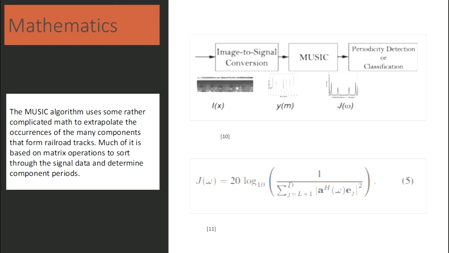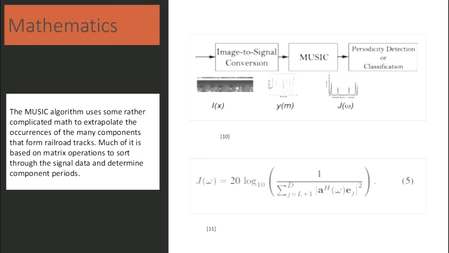Mathematics. The MUSIC algorithm uses some rather complicated math to extrapolate the occurrences of the many components that form railroad tracks. Much of it is based on matrix operations to sort through the signal data and determine component periods. The 1D signals are put into the system in the slope-intercept form as we see here, and then it does various processes to get this j omega, which is basically its guess for the time period.